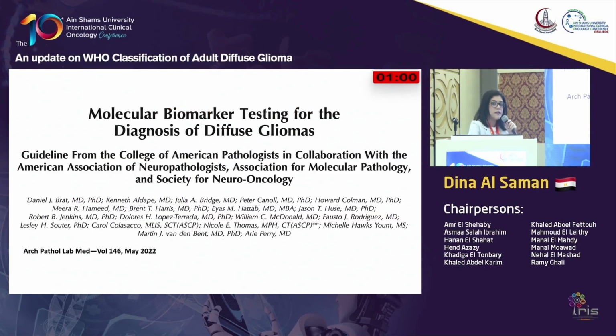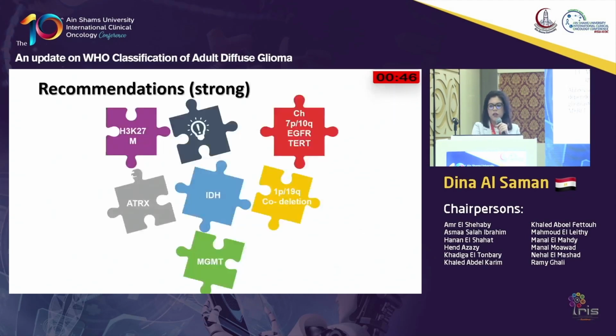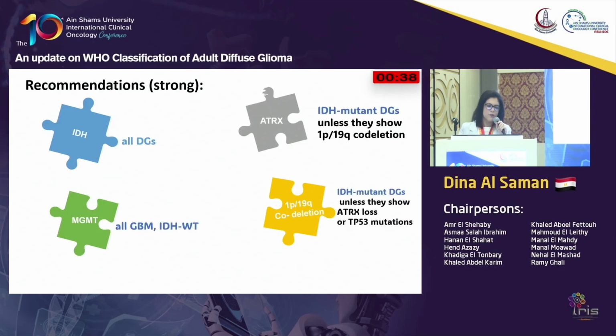Okay, the last thing that I'm going to talk about for today's lecture is a very important paper, the molecular biomarker testing for diagnosis of diffuse gliomas. Those people had a summary of recommendations, some of which are strong and some conditional. I will focus on the strong ones, taking each and every one. When will you, as a neurosurgeon or a neuro-oncologist, order which test when you're in doubt? And when should I, as a neuropathologist, go for it?